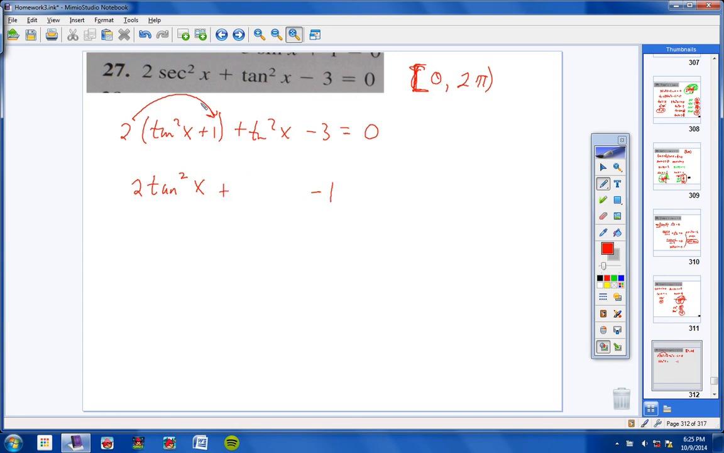Actually, I could do more simplifying here, and I did not see that until now. So I can also simplify a 2 tangent squared and a 1 tangent squared.